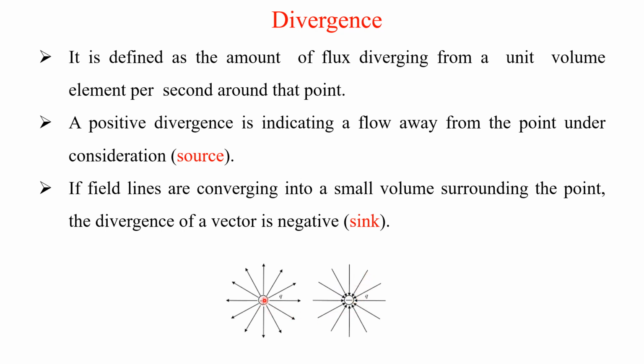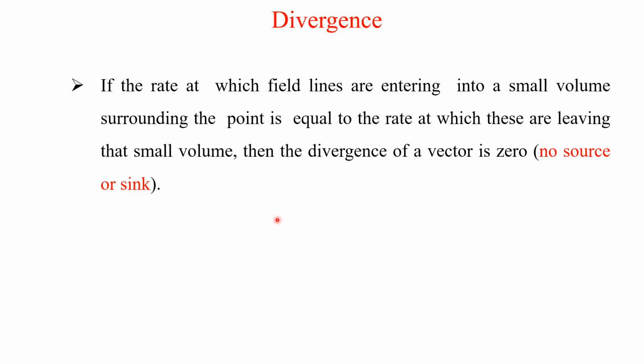Source means the field line goes away, or some potential or field, or flow of charge, current, water, whatever it may be, flows outwards, then it diverges. It is called a source. If it is coming inside, then it is called a sink. This one is positive divergence, and this one is negative divergence. If the field lines entering a particular point are equal to the field lines leaving around that point, then the divergence of the vector is zero.